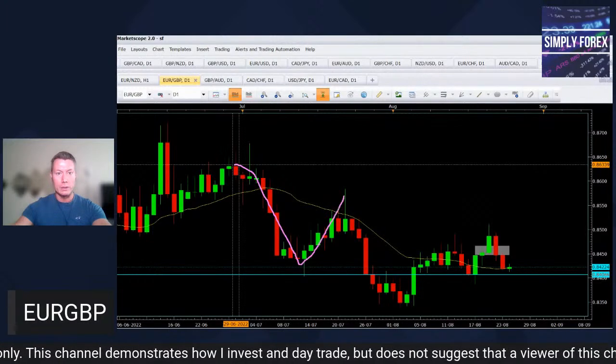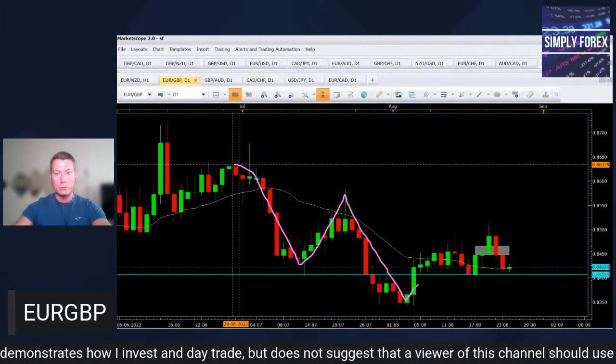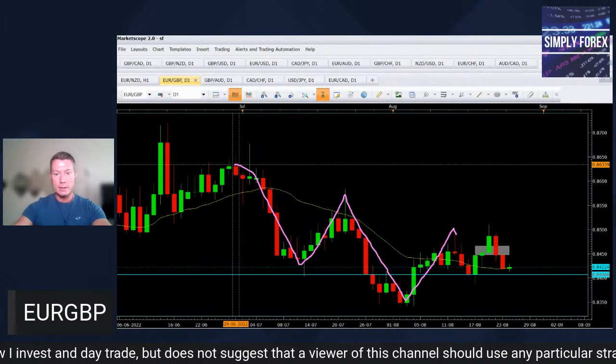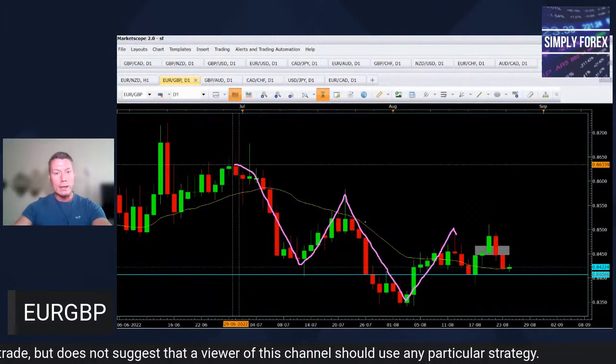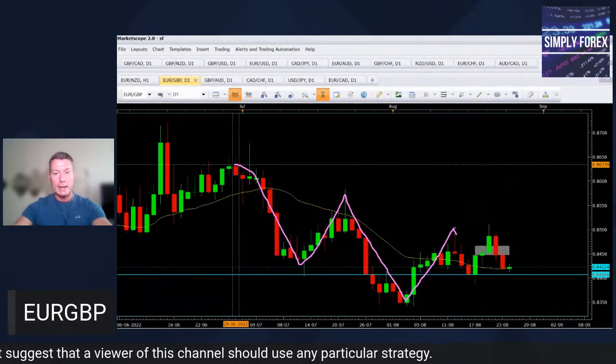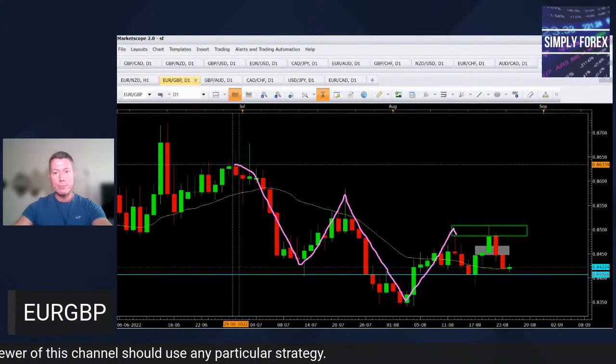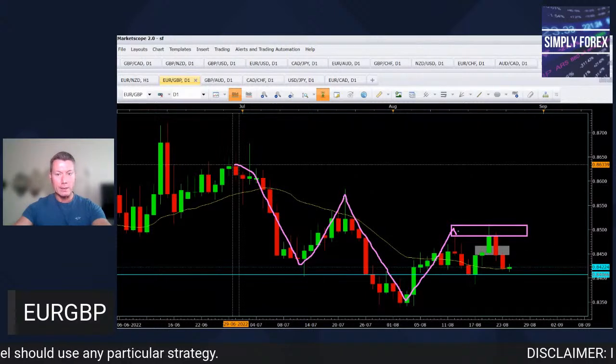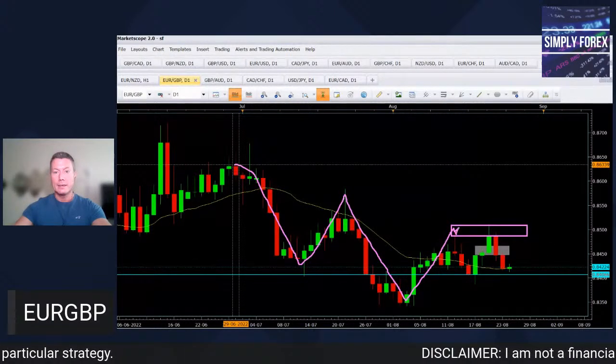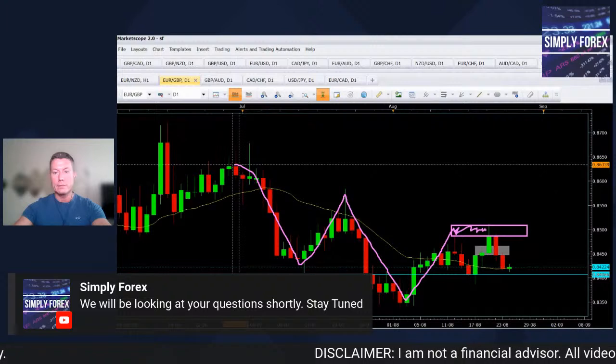Lower lows, lower highs, lower lows, lower highs, okay? So we are still clearly in a downward structure, and this high was never broken, okay? So this actually acts as an area of resistance, okay?